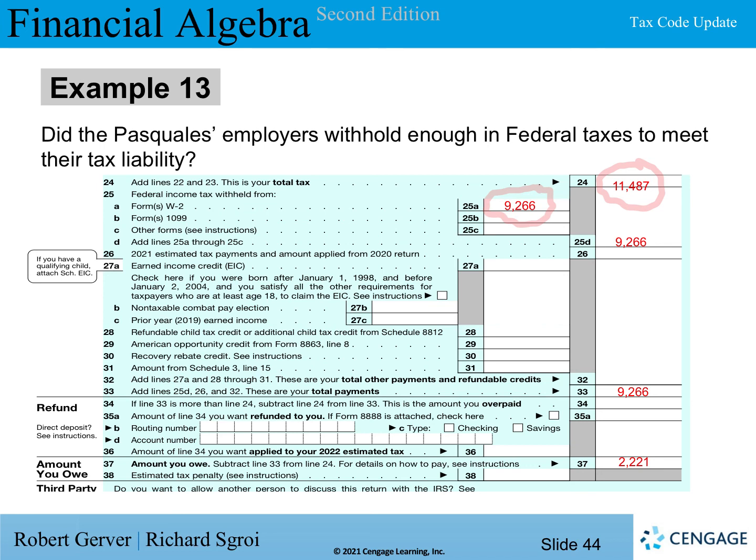So if we subtract those two amounts, we come out with a value of $2,221. And this is the amount that they owe the federal government. So basically, when they file their tax forms, they're going to have to include a check for $2,221 or transfer from an account to the federal government that amount. So that's the amount that they end up owing.